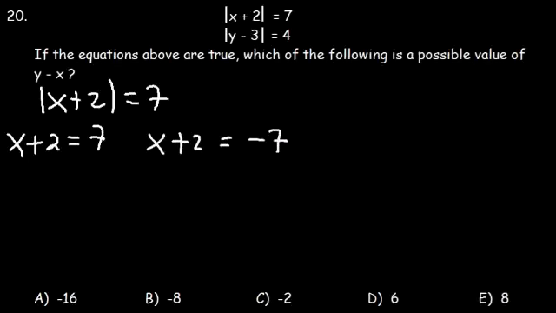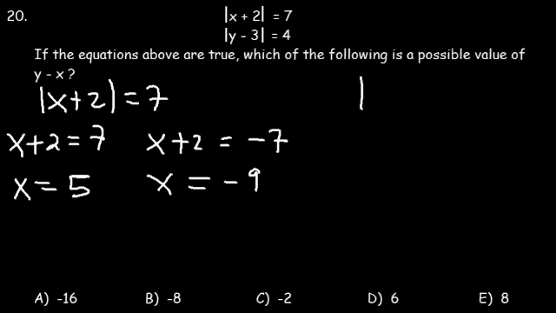The reason why we can do that is because the absolute value of positive 7 is positive 7, and the absolute value of negative 7 is also positive 7. And so that's why we can separate into two equations. So for the equation on the left, if we subtract both sides by 2, x is equal to positive 5. And for the second equation, if we subtract both sides by 2, x is equal to negative 9. Negative 7 minus 2 is negative 9.